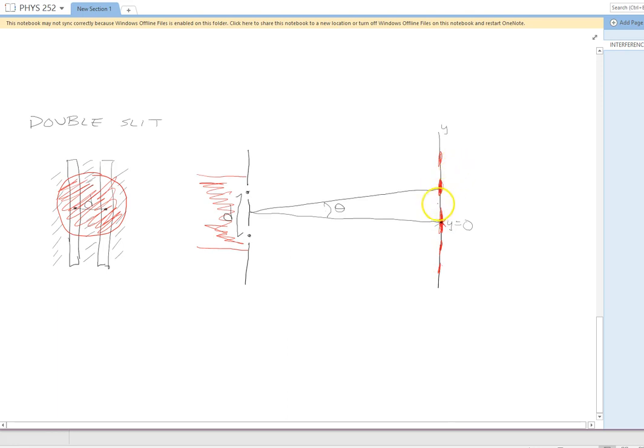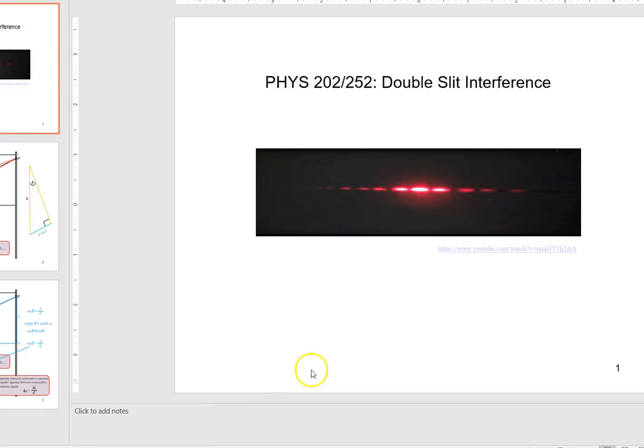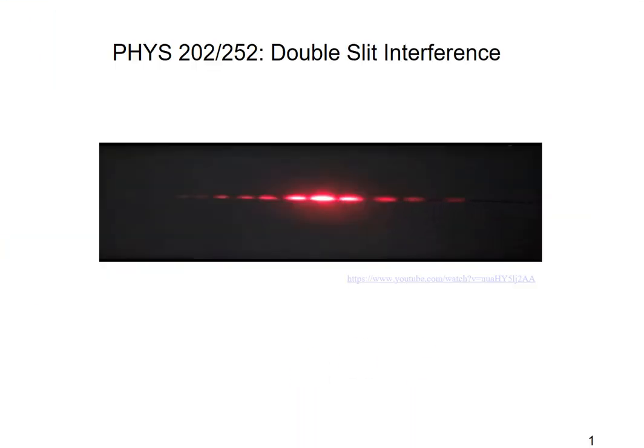But what we're going to be interested in is these points where we're getting intensity maxima, right in the centers of these bright fringes, and also where we're getting no light, right at the centers of these dark fringes. That's our primary focus. But let me go ahead and show you, if I start the PowerPoint presentation, what a pattern would look like.